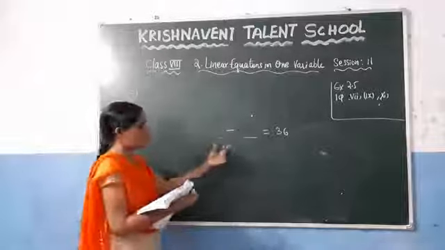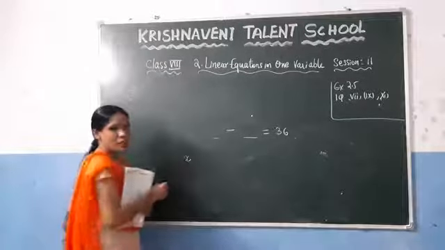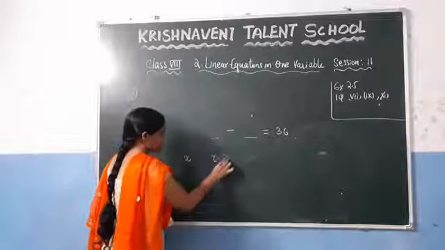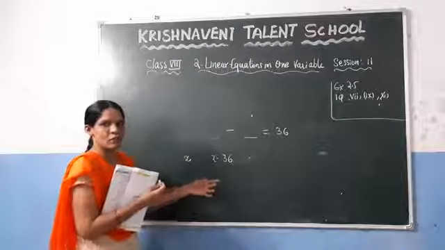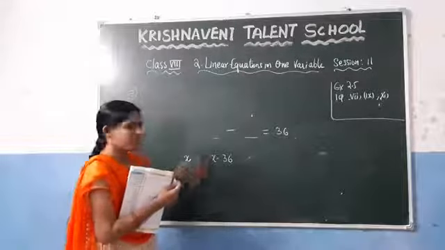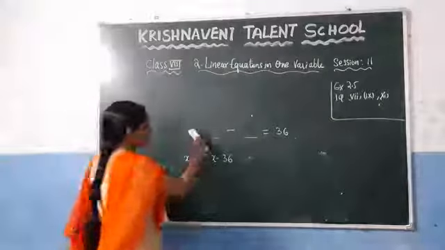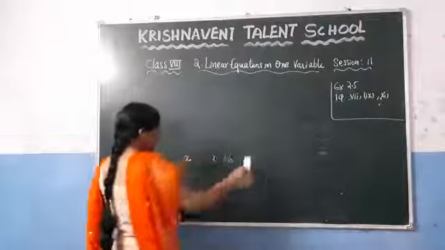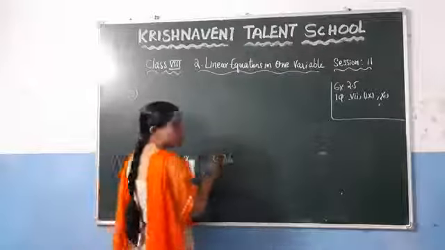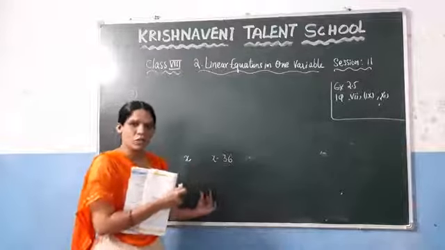Here they said the difference between the two integers is 36. That means you don't know what those integers are. Let us consider one integer as x. And what will be the next integer, which is nothing but x minus 36. Because they said that the difference between these two integers is 36. If you consider one as x, the other will be x minus 36. And in the question, if you divide these two numbers, you will get the quotient which is 4.